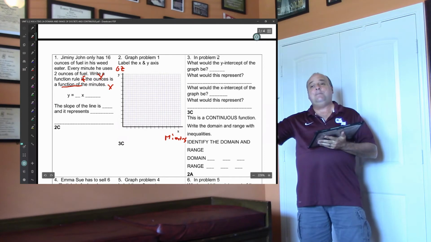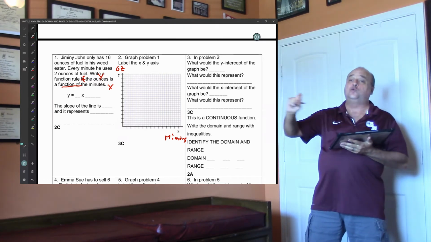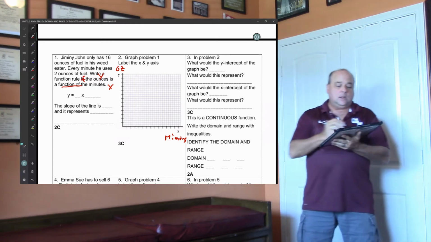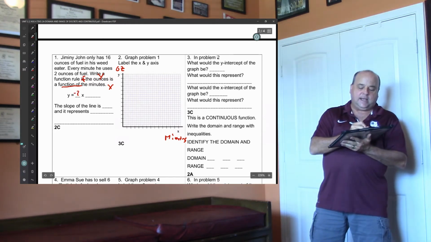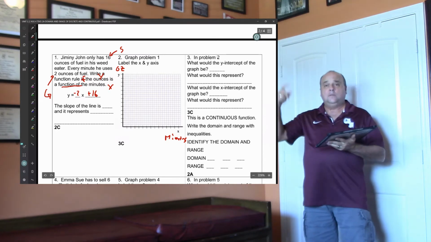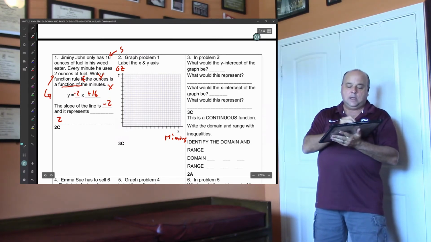Okay, now then what's going to happen to the fuel in this? It's not going to go up, it's going to go down, and the weed eater is running, so this will be a continuous function, won't it? Okay, so we're going to have y = -2x + 16, right? This is my starting number. The slope of the line is -2.